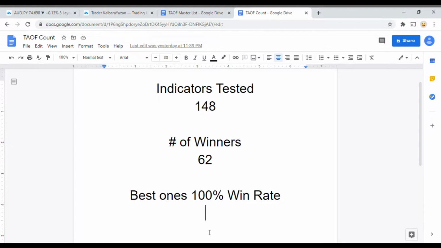So to date, we have tested 148 indicators. And out of those 148 indicators, 62 of them have been winners, which means that they have met or exceeded the 60% win-loss ratio threshold that we have set for them. The best ones so far were able to achieve a 100% win rate. Now you need to go back and watch those videos to understand the context of how they were able to achieve that. But as we are working on building the best trading system possible, you could take any one of those 62 indicators and get out there and start potentially profitably trading the markets with them now.